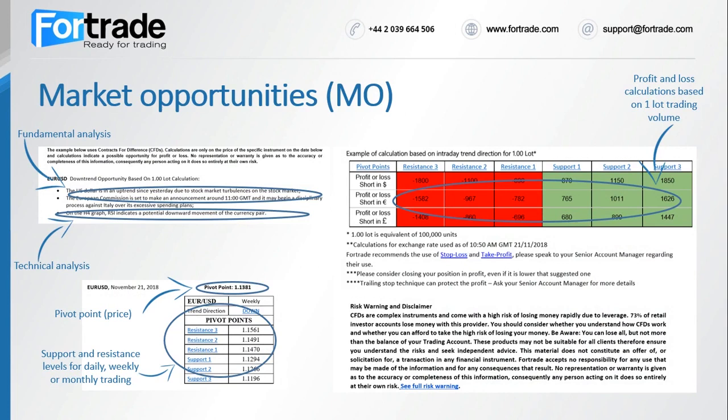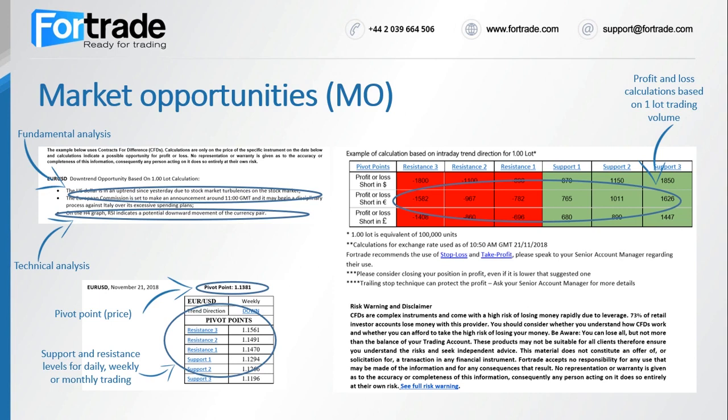Here is an example of a market opportunity. You can see fundamental analysis on what's going on with the euro-dollar currency pair. You can see this is a downtrend opportunity over a weekly period, since our analysis suggests the euro would decline in value against the dollar. At the top, you can see some geopolitical events and fundamental analysis that can influence the euro-dollar currency pair. For example, the part on the situation in Italy, which has affected the euro.